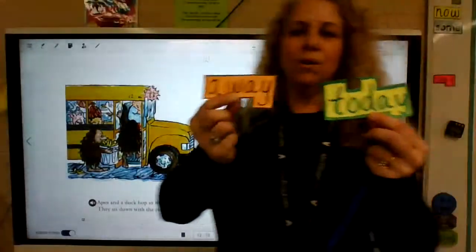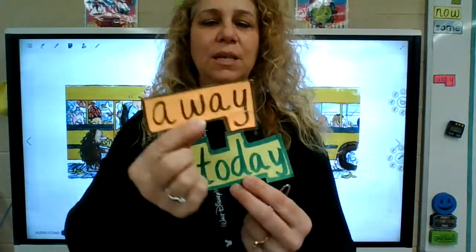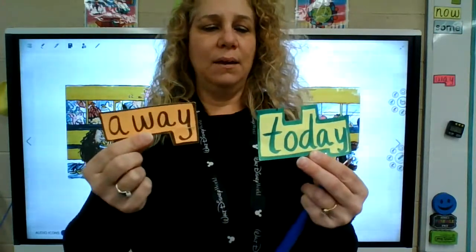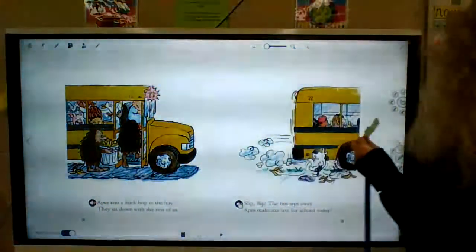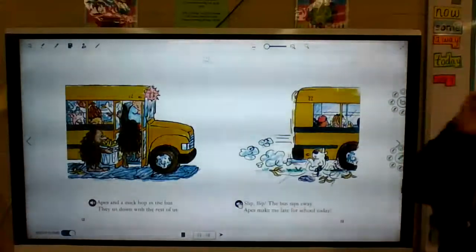So we have 2 of our word wall words this week, away and today, and they rhyme because look at the ending. They end with A-Y, A. Way, day. Away, today. Okay.